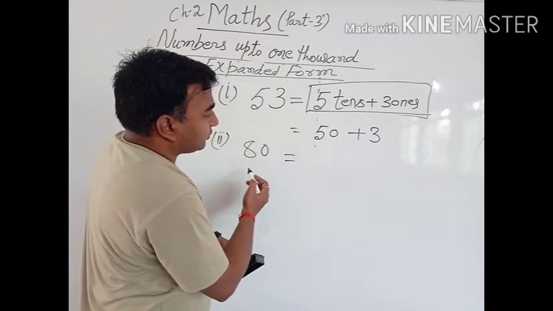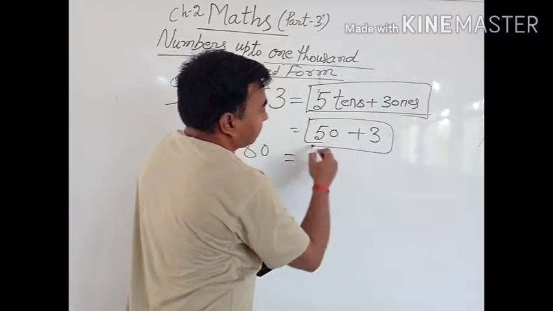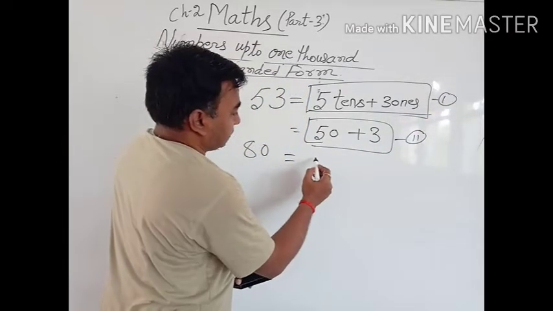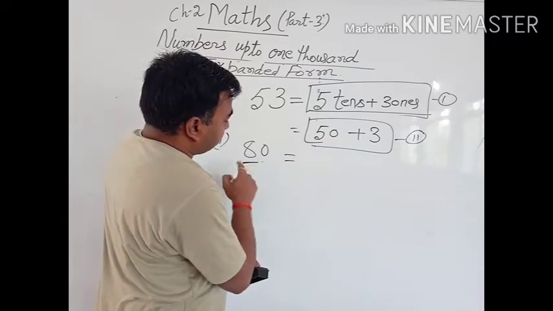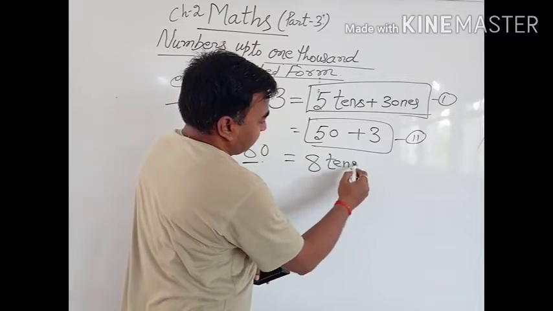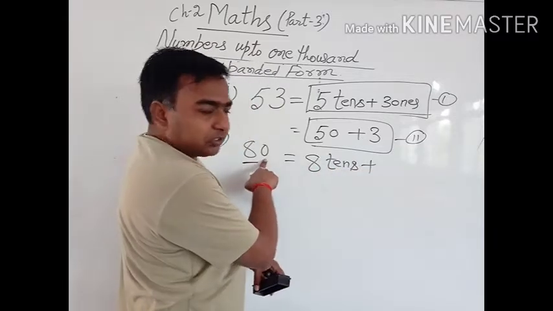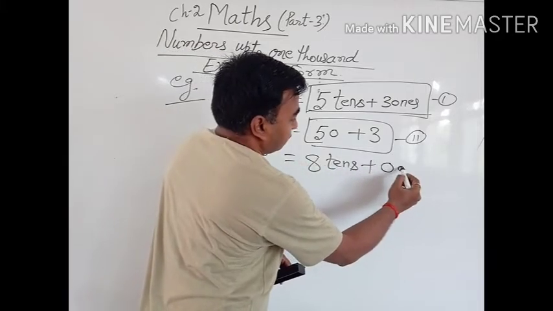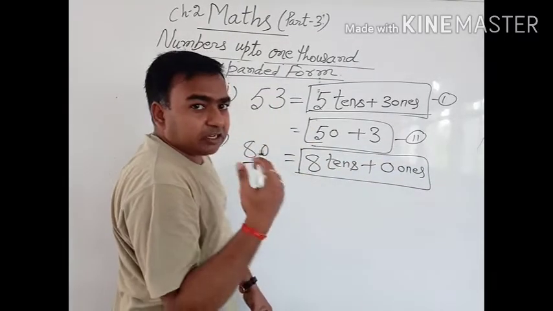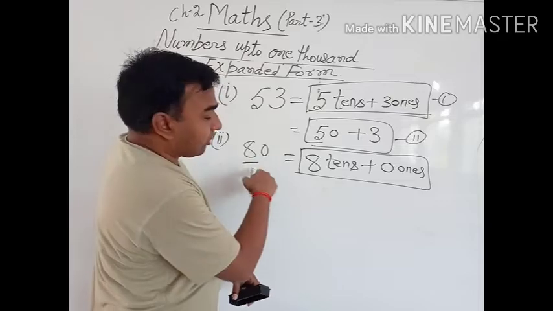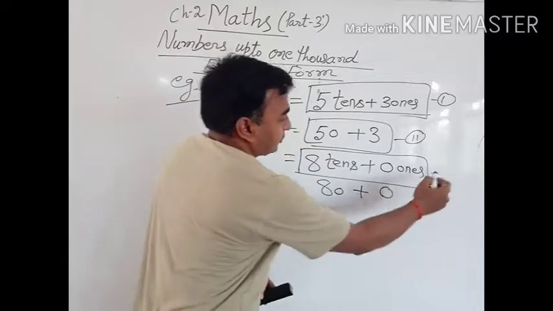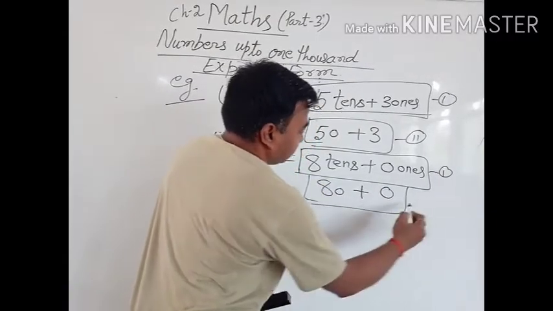Once again we can write in two different ways. This is the first method, this is the second method. What is the place value of 8 tens? So we can write 8 tens plus, what is the place value of the 0 ones? So we can write 0 ones. Okay, this is the first method. The second method, in another way, we can write 80 plus 0.